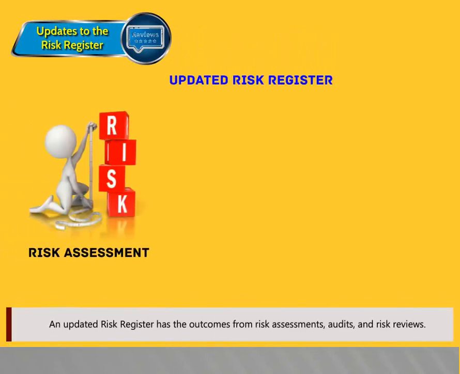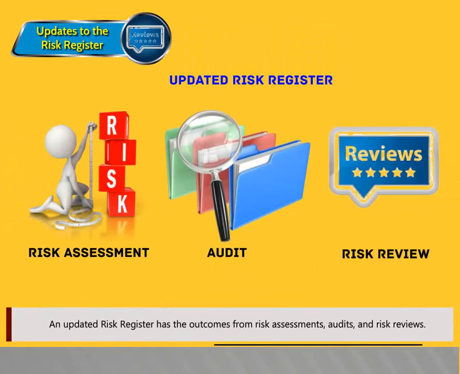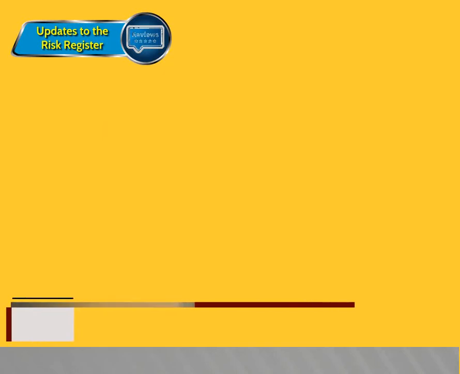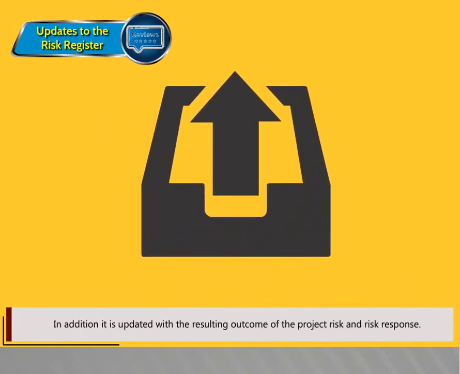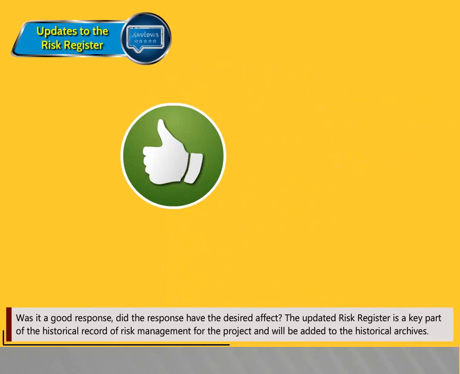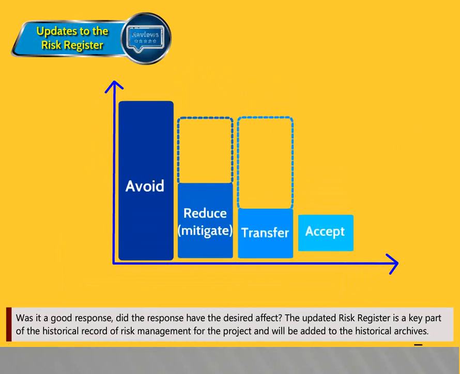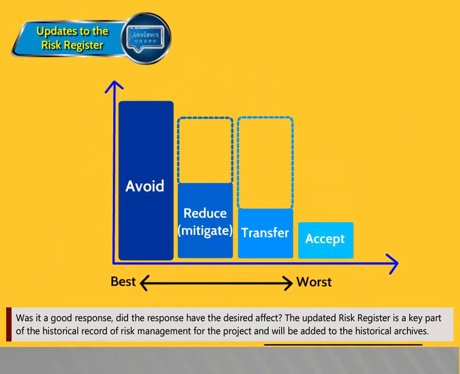An updated risk register has the outcomes from risk assessments, audits, and risk reviews. In addition, it is updated with the resulting outcome of the project risk and risk response. Was it a good response? Did the response have the desired effect? The updated risk register is a key part of the historical record of risk management for the project and will be added to the historical archives.